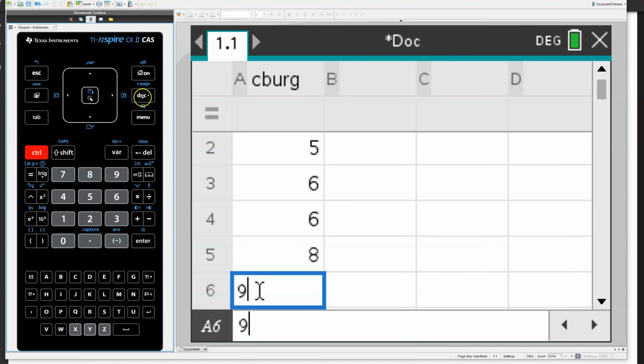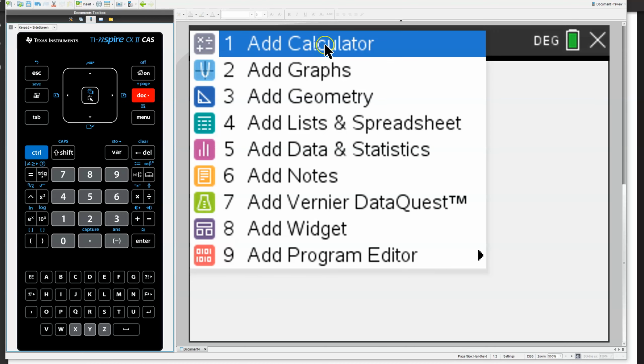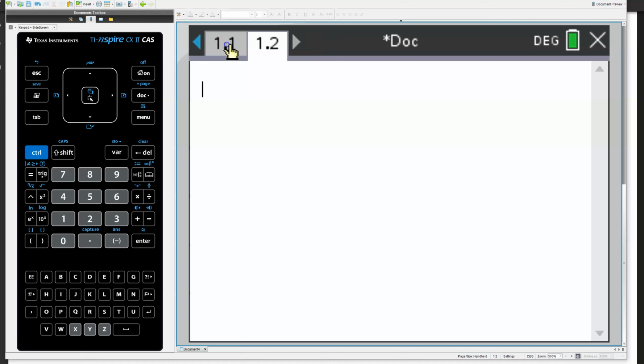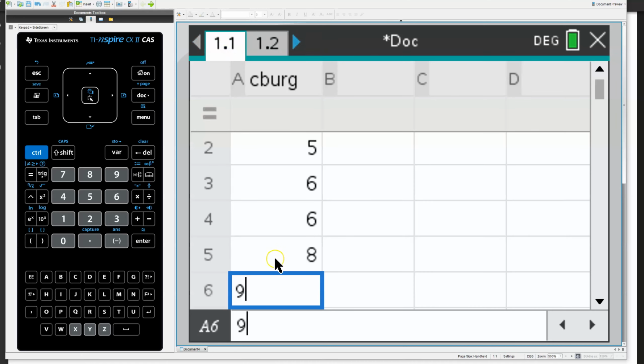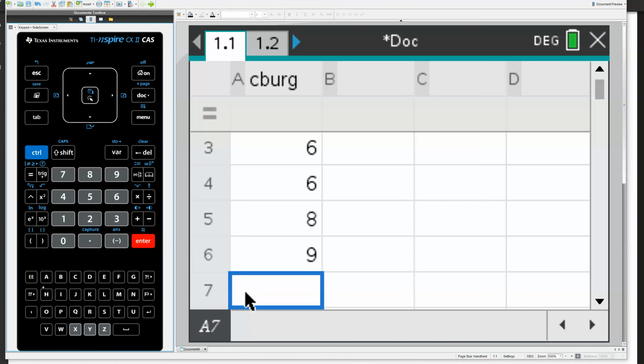If you go up here and open up a new page and start doing some other calculations, this data set only has 5 data points in it. So everything you do is going to be incorrect. Please, please, please hit enter on that last data entry.